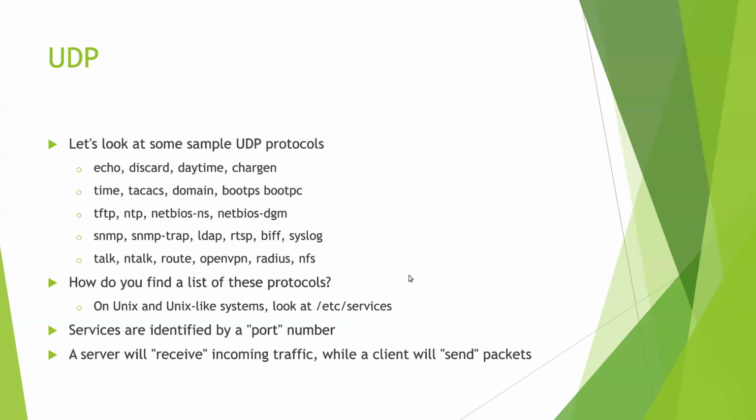Okay. So how do you find a list of these protocols? There's a file called /etc/services. There's a corresponding file on Windows machines, but I have no idea where they stick it. It's probably in Win32 /etc/services or something like that. I don't know. But the services are identified by a port number, and the server will receive the incoming traffic, and a client will send packets. So a particular machine could be a client or a server, depending on what it's doing.